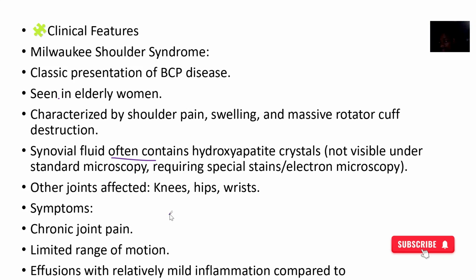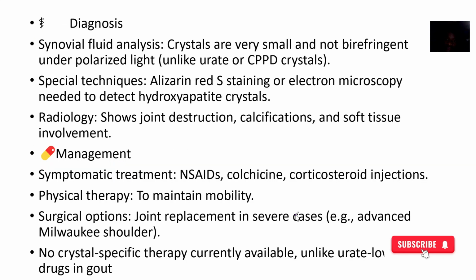Other places that could have issues include the knees, the hips, and the wrist. Symptoms, there is a lot of pain and limited range of motion. Okay, effusion with relatively mild inflammation. Okay, so you diagnose it by analyzing the synovial fluid.